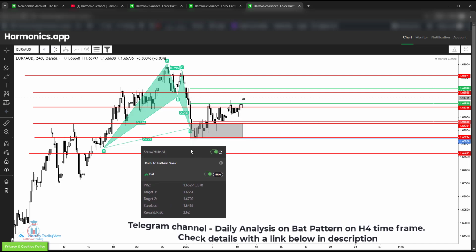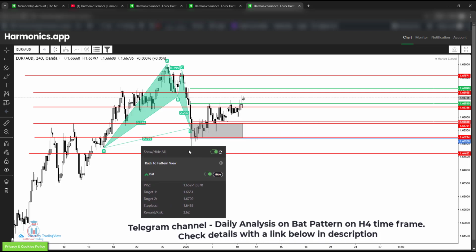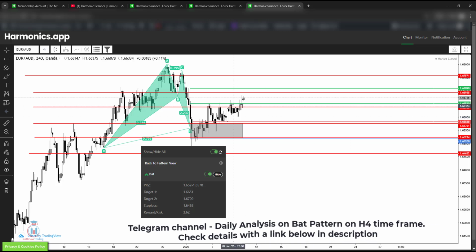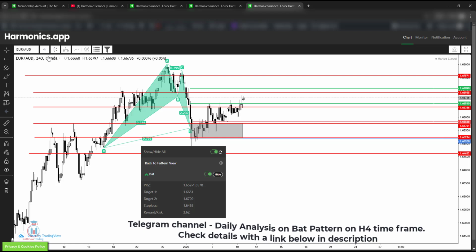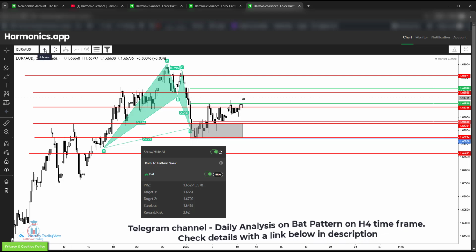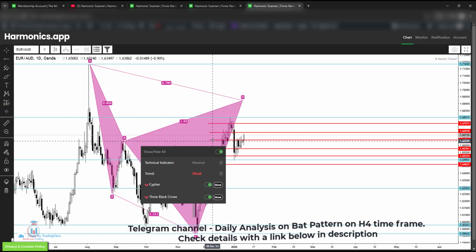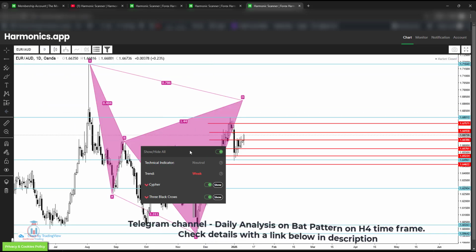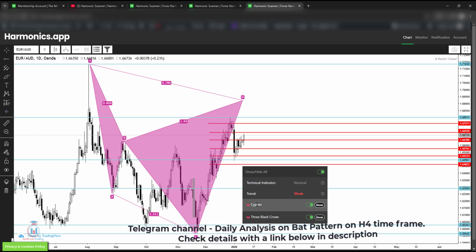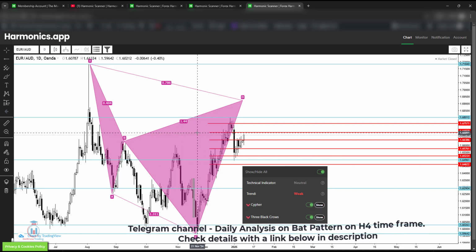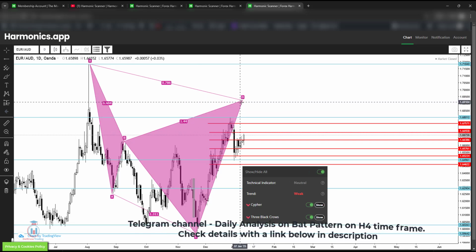Well, the Harmonic Scanner usually shows you potential trades, and that means it shows you patterns that have been formed on the chart on different symbols on different time frames. We can see that I have the 4-hour time frame and other time frames. If I switch to the daily, you can see that here there are a Cypher and a Three Black Crows pattern that has been formed on the chart, so you can make the analysis and also trade them if you would like.